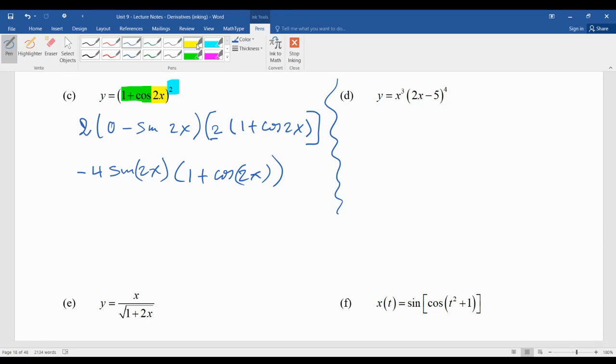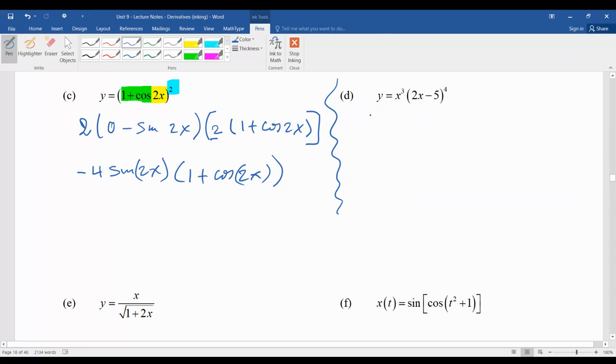All right, let's go to example D. The first inner function is 2x minus 5. No, let me, no, there is a problem here. So we have to be careful here. So y equals x cubed times 2x minus 5 to the fourth. First of all, x cubed and 2x minus 5 to the power 4 are two separate functions and they are multiplied. So we have a product of x cubed and 2x minus 5 to the fourth.